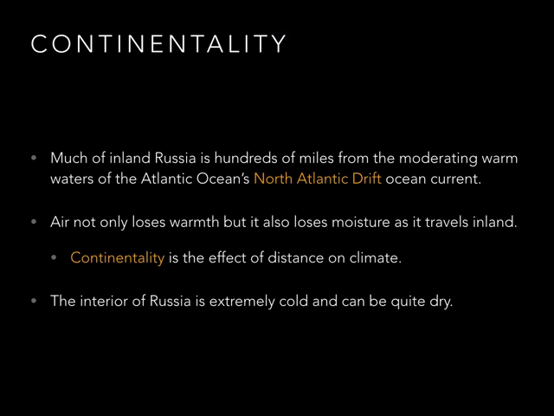Continentality. Much of inland Russia is hundreds of miles from the moderating warm waters of the Atlantic Ocean's North Atlantic Drift, the warm ocean current off the coast of England and France. The air not only loses its warmth, but it also loses moisture as it travels inland. So this term continentality is the effect of distance on climate. And so the interior of Russia is extremely cold and can be quite dry.